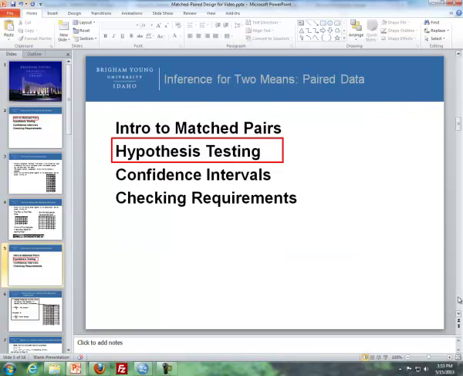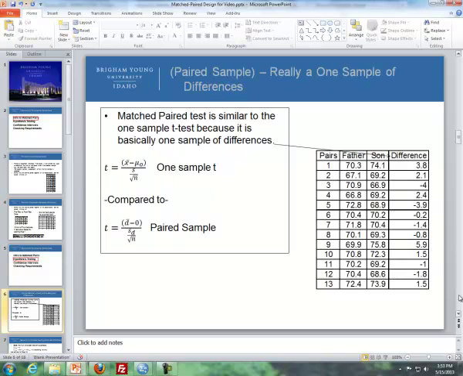Okay, so now let's go through hypothesis testing. Now before I get into the steps of doing hypothesis testing, I want to compare here the matched pair t-test and a one-sample t-test. Okay, they're actually very similar. This is the test statistic for one sample t, which was from the last lesson. We take our sample mean minus the null hypothesis divided by a standard deviation, which is, in this case, our sample standard deviation divided by the square root of n.